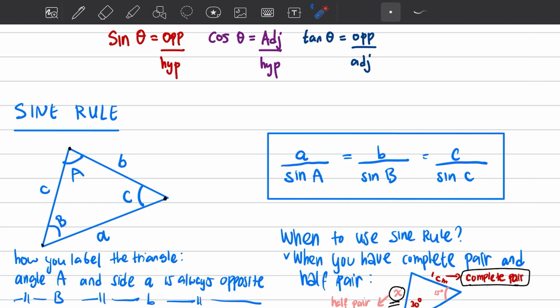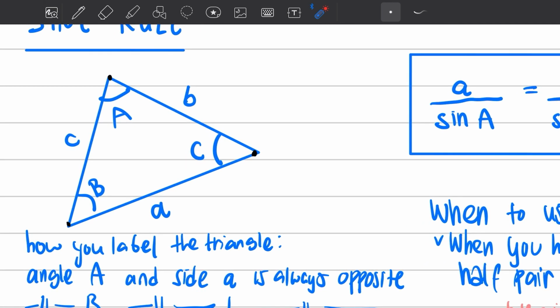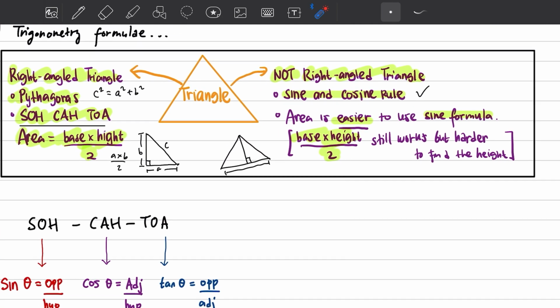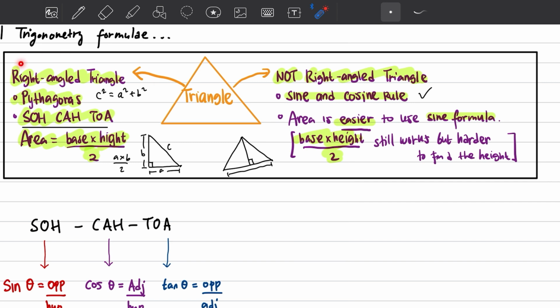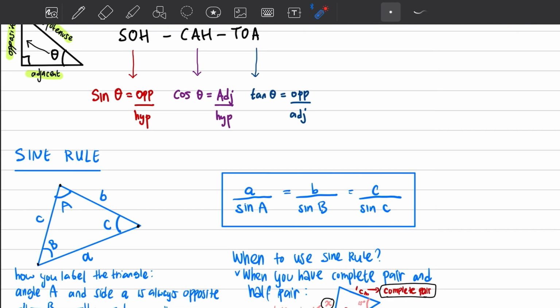We have to know how to label a triangle first. Let's say I have a triangle here. Keep in mind that the sine rule and cosine rule also apply to right angle triangles. But for a right angle triangle, it's easier to use Pythagoras and SOHCAHTOA. If you want to use the sine and cosine rules on a right angle triangle, it also works, because they work for all triangles.